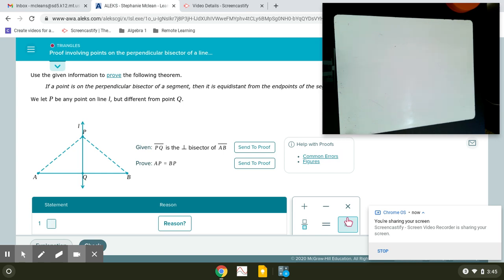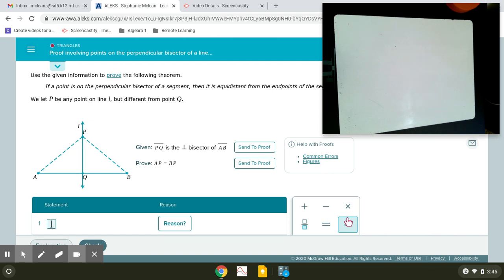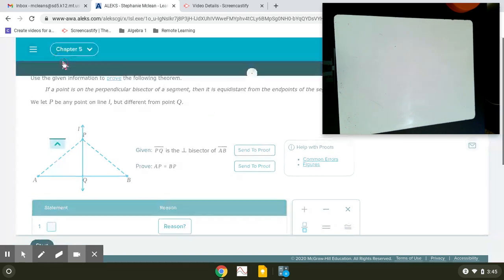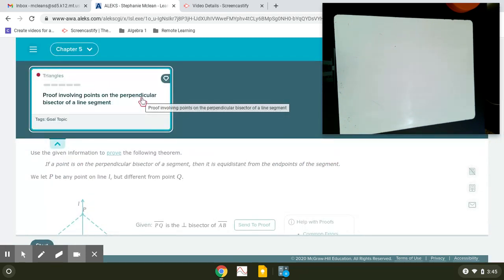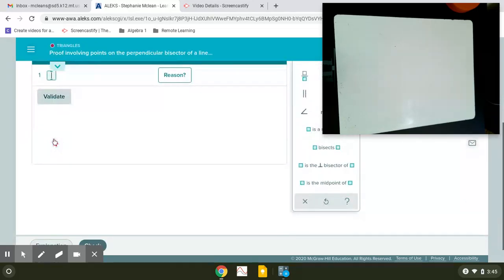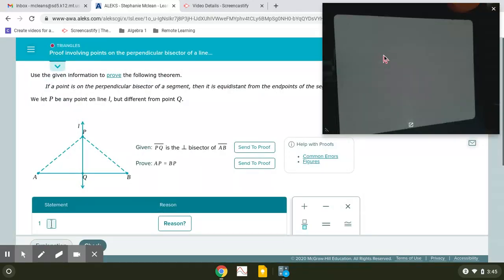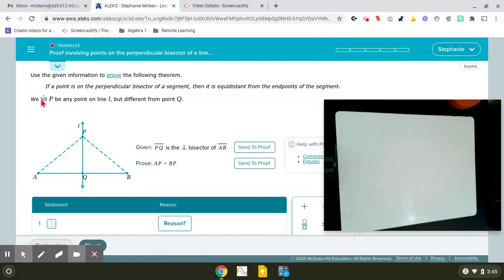All right, here we go. We're going to do the last section of chapter 5. This is proof involving points on the perpendicular bisector of a line segment. So it's very important that you understand what the perpendicular bisector of a segment is.